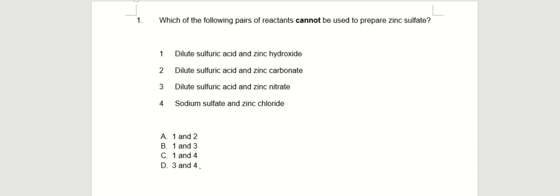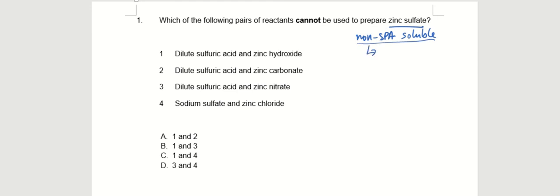Which of the following pairs of reactants cannot be used to prepare zinc sulfate? So now we ask ourselves, we are preparing zinc sulfate. So what kind of salt is it? We know this is a sulfate, and all sulfates are soluble except calcium, lead, and barium. So we are talking about a soluble salt. But because it is a zinc salt, not a spa salt, we know that this is a non-spa soluble salt. Okay, so we have classified this salt as a non-spa soluble salt.